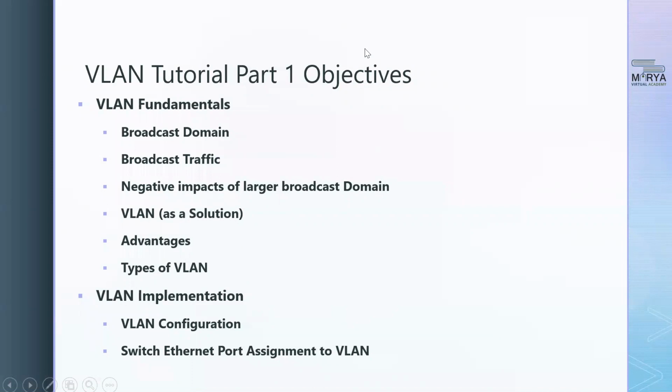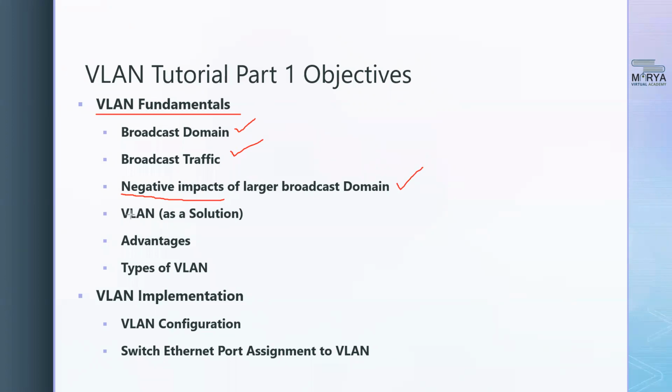Here are the objectives or contents of this tutorial, part one. We will talk about VLAN fundamentals. And in VLAN fundamentals, we will have a discussion about broadcast domain, broadcast traffic, the negative impacts of large broadcast domains, or the negative impacts of broadcast traffic in our broadcast domain.